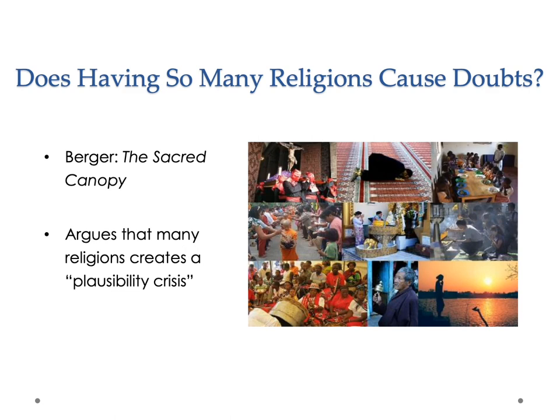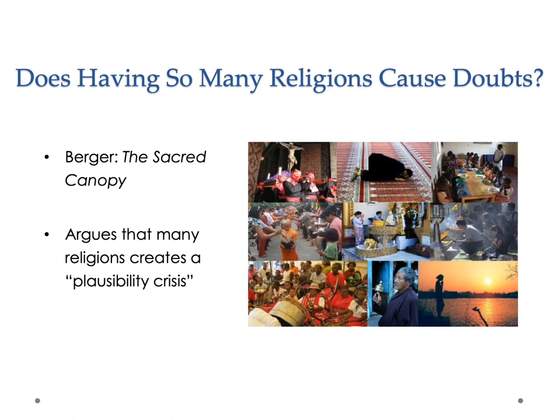The thinking went something like this. If you have one set of beliefs, but then someone told you all of them were wrong, you might question what you believe. Having many different explanations could erode your faith in your own religion. And this leads to what Berger calls a plausibility crisis. He said that your sacred canopy would be torn.